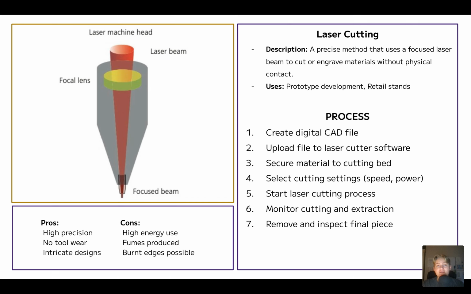Then you'd start the laser cutting process, or activate the machine, and just monitor the cut to make sure that it's working correctly and that fumes are being extracted. Then you just remove and inspect the final piece.